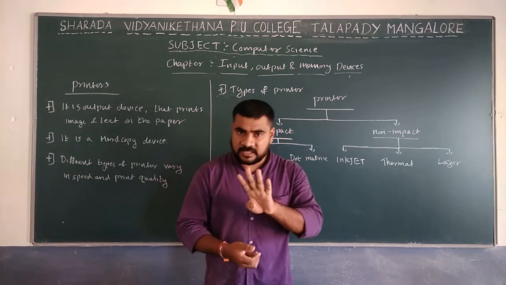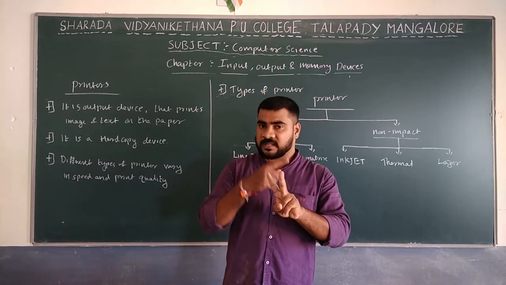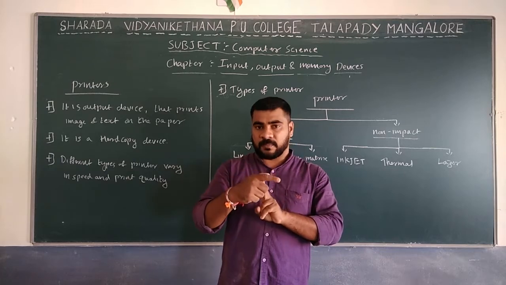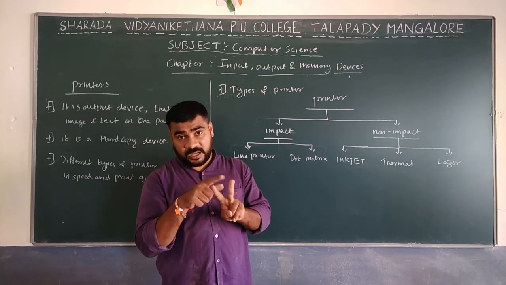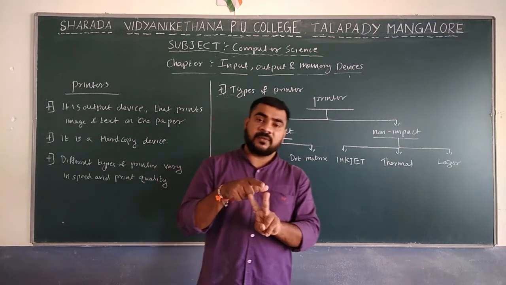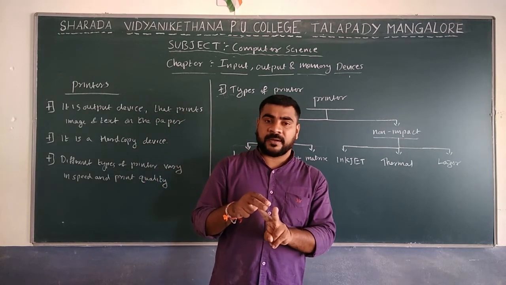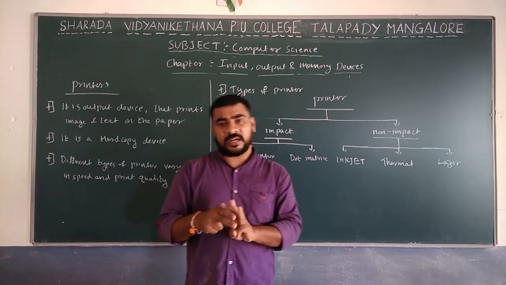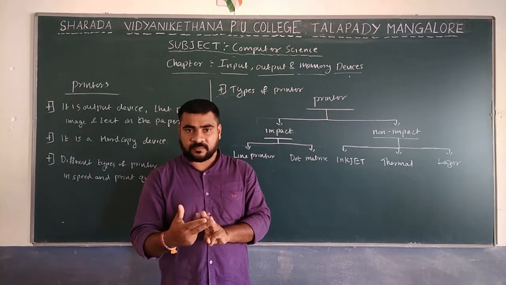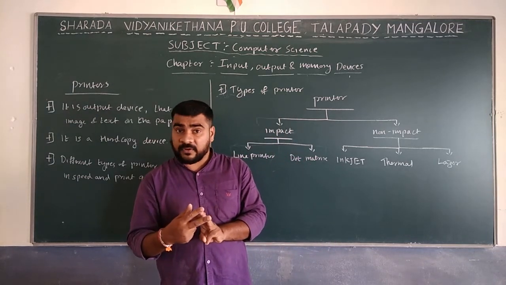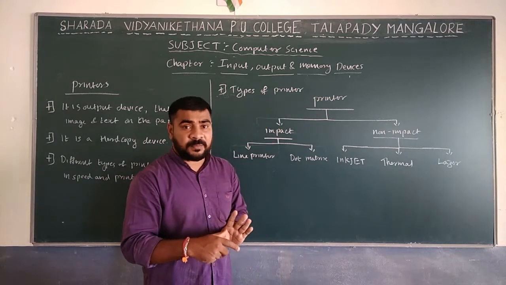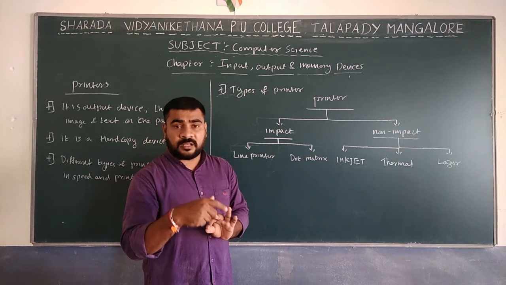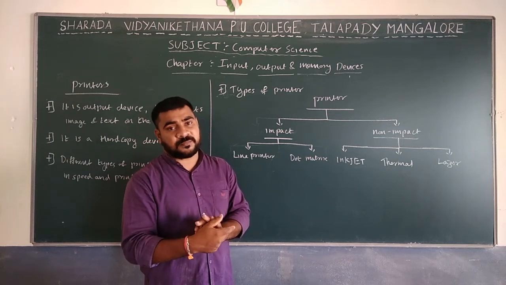So remember, printers mainly are of two types, impact and non-impact. Impact printer is again divided into two types. Non-impact printer is again divided into three types. Three types of non-impact are given here. Remember, not only these five: line printer, dot matrix printer, inkjet printer, thermal printer, laser printer.